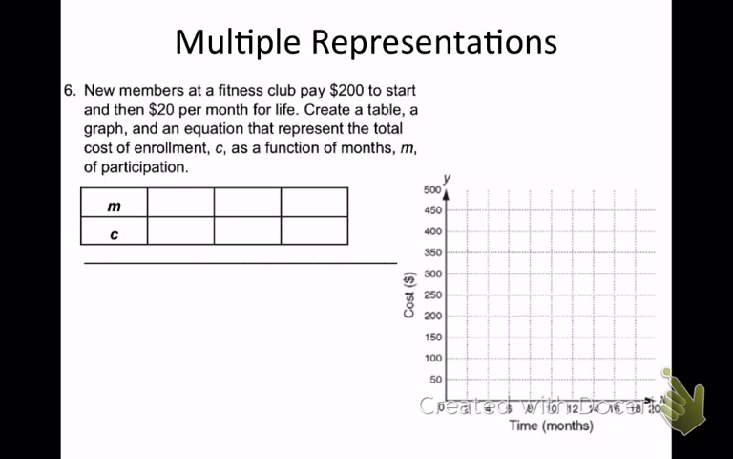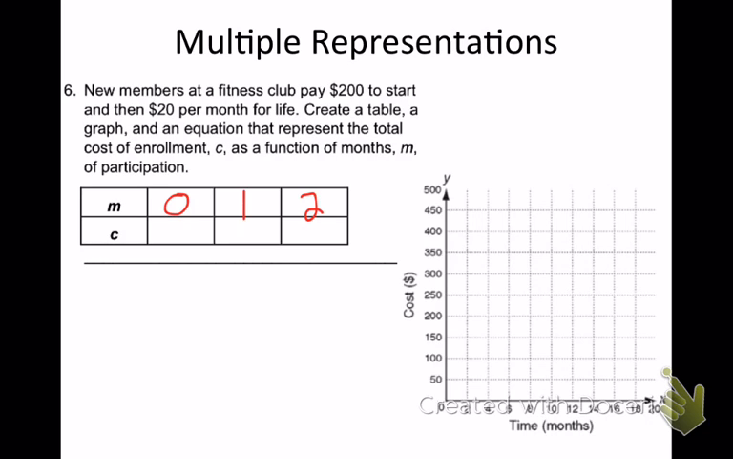Take a couple seconds. Try number 6 here on your own. It says, new members at a fitness club pay $200 to start and then $20 per month for life. You have to make the table. I'll help you out here. I'll even give you the months: 0, 1, and 2. So create a table, a graph, and an equation that represent the total cost of enrollment C as a function of months M of participation. So think about it. If you just started up, how much is it going to cost for you just to start? $200. So think that through, fill out the table, and graph it. Take a couple seconds, finish this one up on your own.